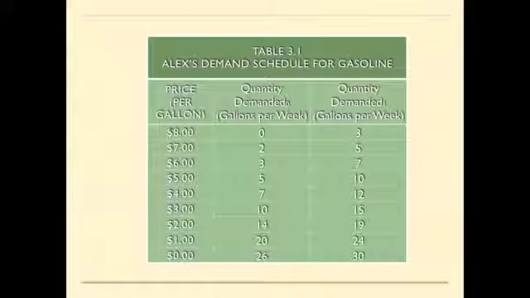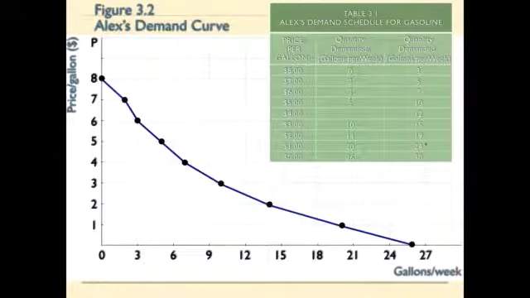So previously, when gasoline was $8 a gallon, she wasn't buying any gasoline. But now with the higher income, she would willingly purchase 3 gallons of gasoline, where before the income increase, she didn't want to purchase anything. So you can see that for every single price-quantity combination, the increase in income has caused quantity demanded to increase. So let's take a look at what this looks like graphically.